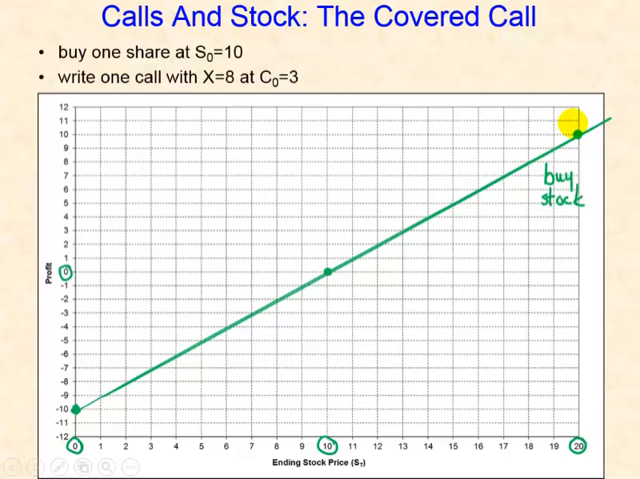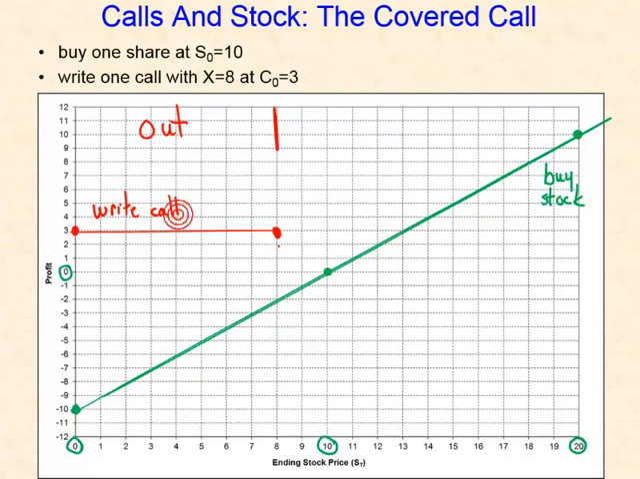Now we'll plot the profit from writing a call option with an exercise of 8 and a premium of 3. We know that if we write a call option, we will collect the premium. There's $3 in our pocket. That's a $3 profit. And for any stock price less than 8, the option will expire out of the money. And when the option expires out of the money, we as the call writer simply pocket the premium. So at low stock prices, the profit from writing the call is along this section of red line here. Let's go ahead and label that.